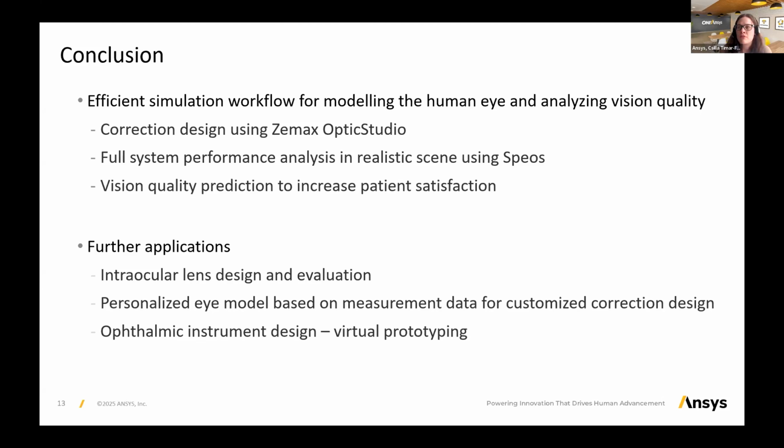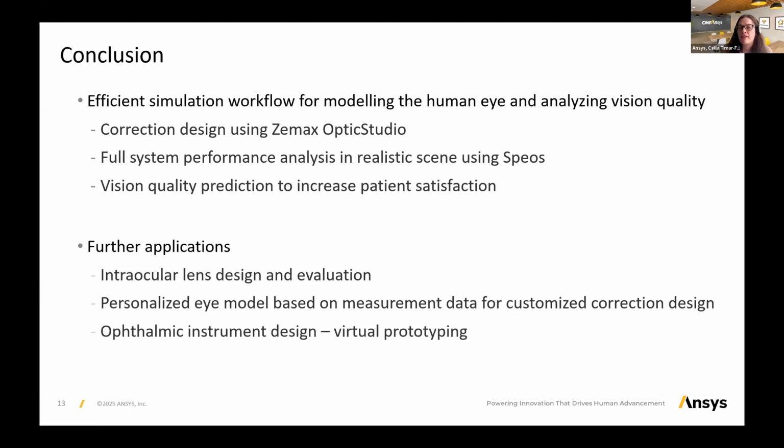On the other hand, we can also use similar eye models for intraocular lens design for cataract patients. And this means that designers can optimize intraocular lenses and evaluate the postoperative vision quality even before the surgery by numeric simulations. If we take into account ocular biometry as well and customize the models based on the measurement details, then we can create personalized eye models, and that enables us to design customized correction for the given patient.